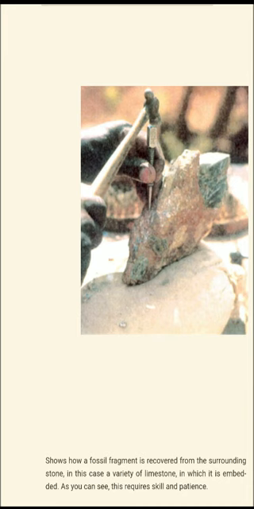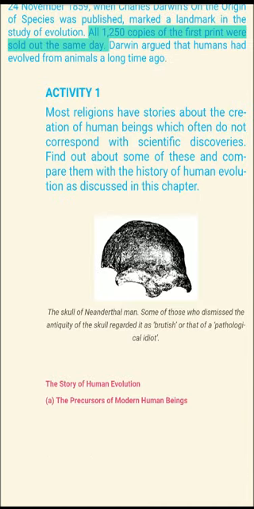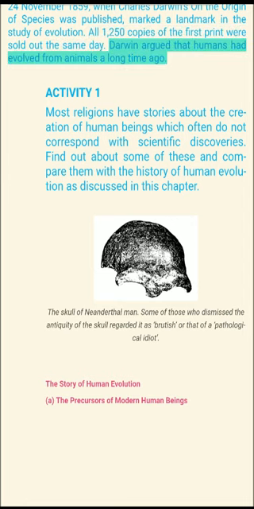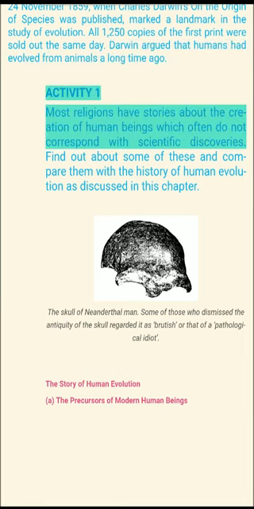The 24th of November 1859, when Charles Darwin's On the Origin of Species was published, marked a milestone in the study of evolution. All 1,250 copies of the first print were sold out the same day. Darwin argued that humans had evolved from animals a long time ago.